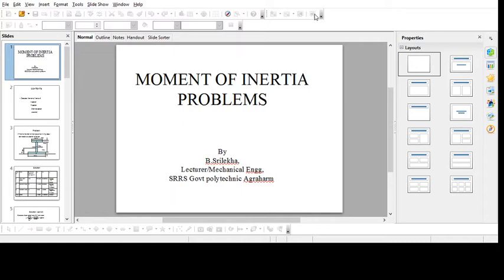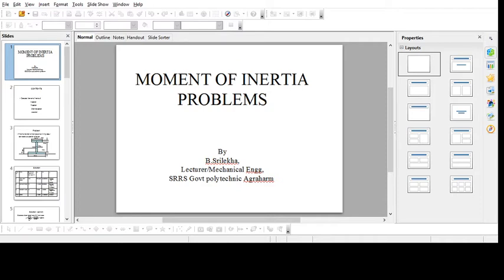So, in the previous classes, we have discussed something regarding the geometric properties of sections. We have discussed a few things such as center of gravity, centroid, moment of inertia, radius of gyration, and theorem of parallel axis and theorem of perpendicular axis. So in this class we are going to discuss a few problems on moment of inertia.